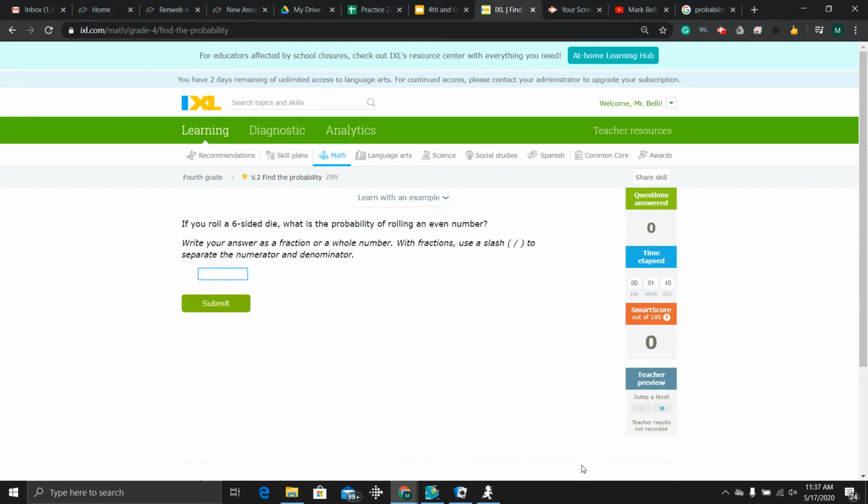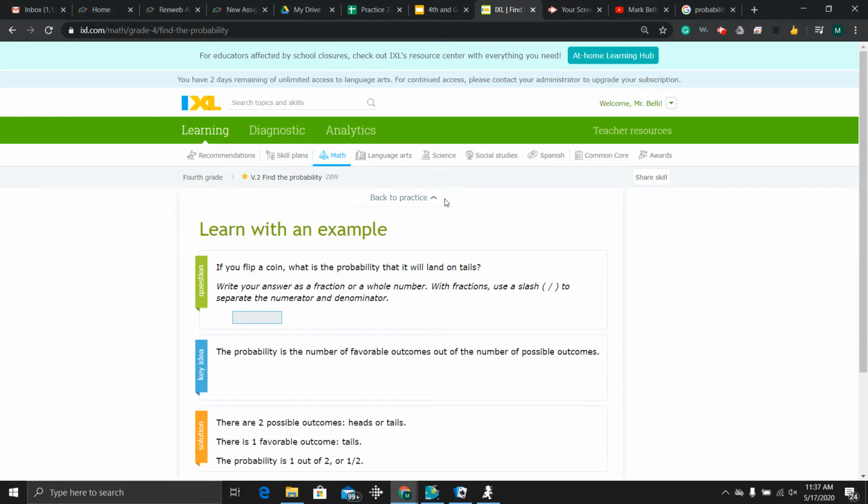One of the things that I like about IXL is at the beginning of some lessons, they have this learn with an example. And this does a really good job of explaining how to work with probability. So we're going to click on that. They give you the scenario. If you flip a coin, what is the probability that it will land on tails? Well, if you flip a coin, it should land on either heads or tails. So in this case, there are two possibilities.